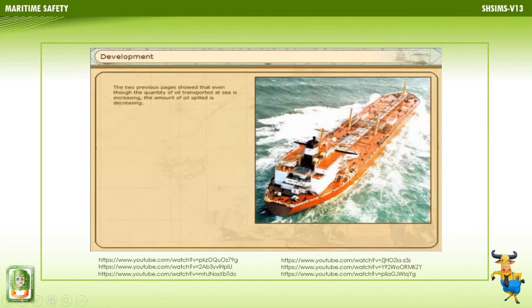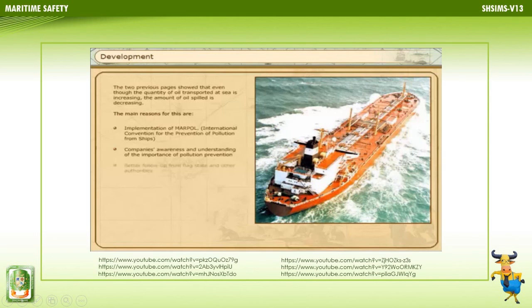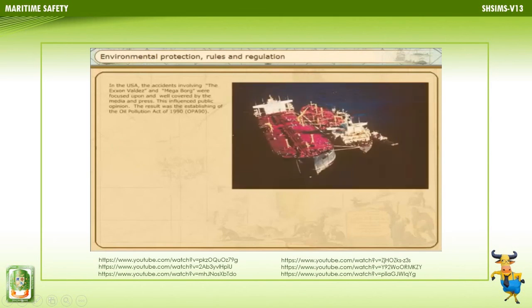oil spilled is decreasing. The main reasons for this are implementation of MARPOL, the International Convention for the Prevention of Pollution from Ships, companies' awareness and understanding of the importance of pollution prevention, better follow-up from flag state and other authorities. In the USA, the accidents involving the Exxon Valdez and Megaborg were in focus and were well covered by the media and press. This influenced public opinion. The result was the establishing of the Oil Pollution Act of 1990, OPA 90.